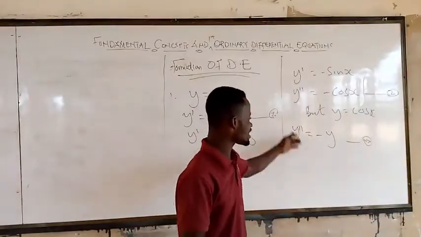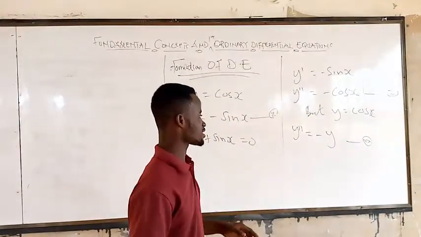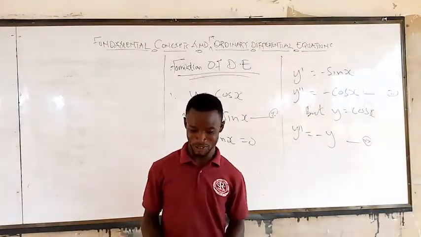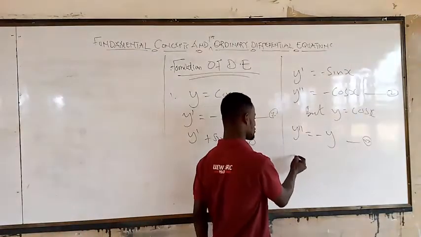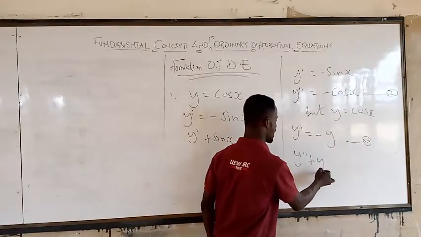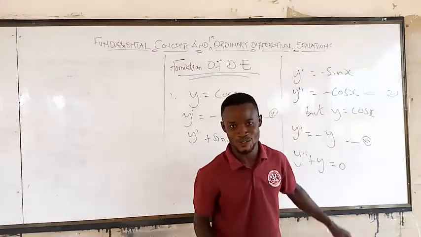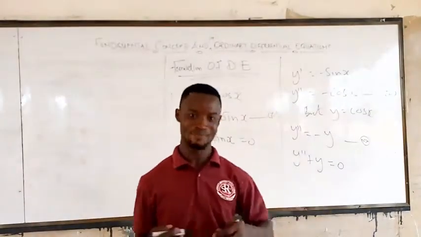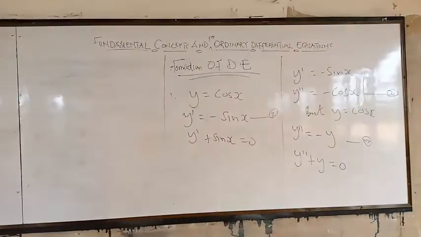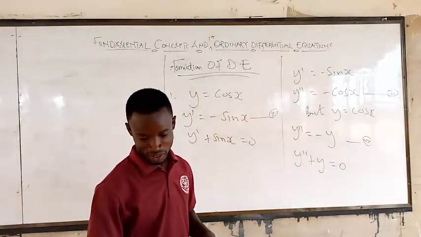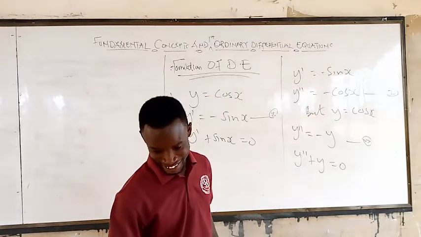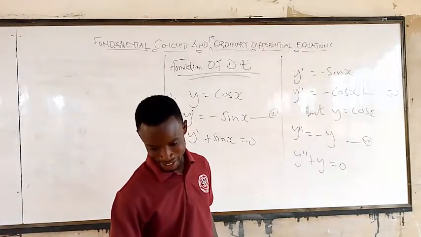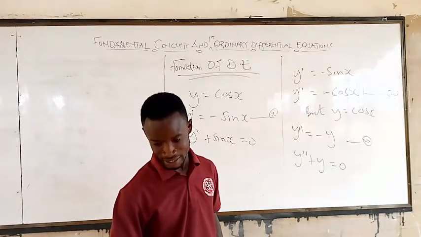So you cannot say that this is wrong and this is correct. It's based on individual concept. And even this can be written also as y double prime plus y is equal to 0. It's also a differential equation. Marvelous. So that's how you form a differential equation. You see, it's very simple. You are loving it, I can see that.